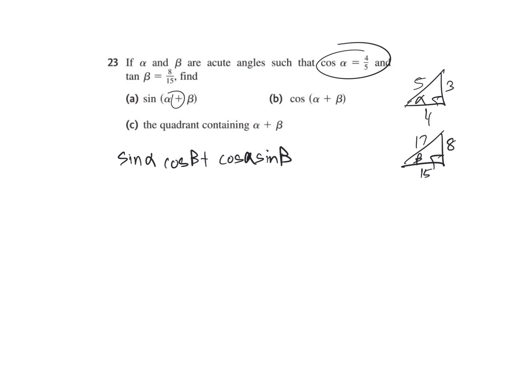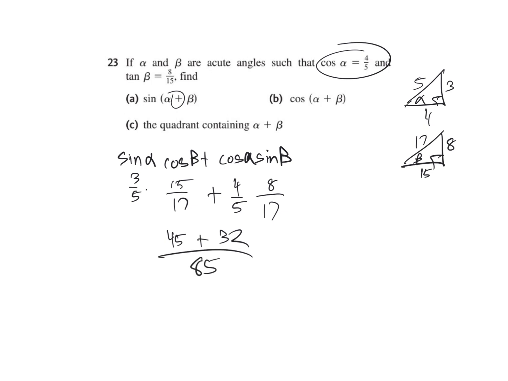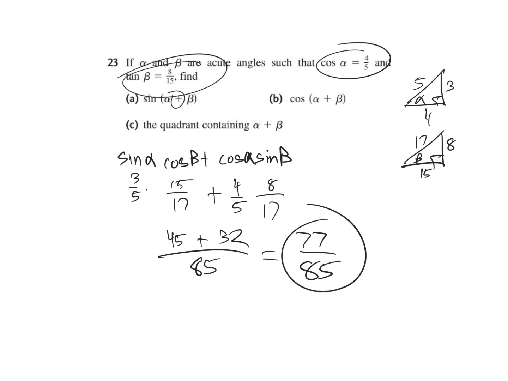Okay, now, sine of alpha is 3/5. Cosine of beta is adjacent over hypotenuse. Cosine of alpha is 4/5, and the sine of beta is opposite over hypotenuse. So that's 45 plus 32 all over 85, and that's 77/85. So just draw two triangles for that information that you have up there. All right, so that's A.